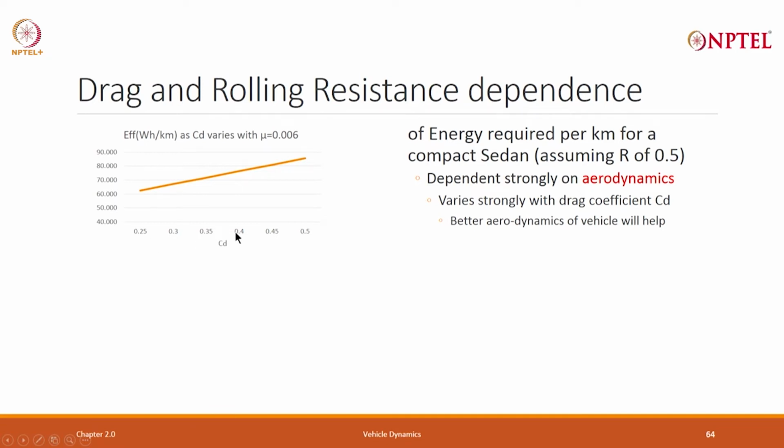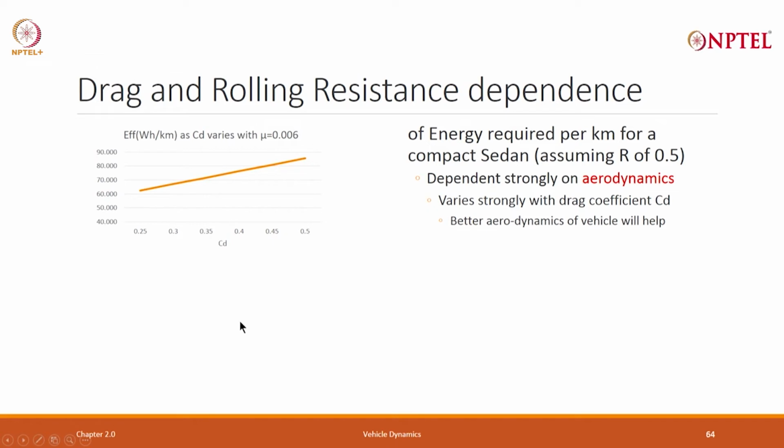I have taken here mu to be 0.006 and I have varied the drag coefficient. As I vary the drag coefficient, I see the watt hour per kilometer significantly varies. If my drag coefficient can go down to 0.25, then my energy requirement is only about 62, 63 watt hour per kilometer. This is assuming R equal to 0.5 regeneration. On the other hand, if drag coefficient goes up to 0.5, then it goes significantly high to almost 85, 90.